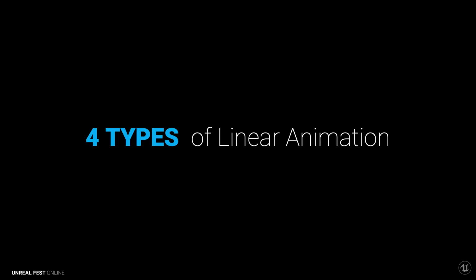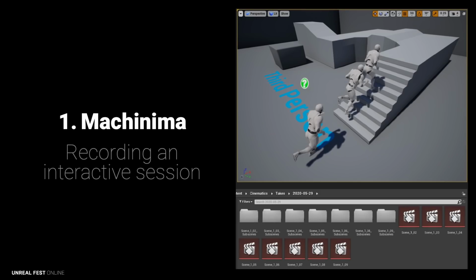So the 4 types of linear animation. Machinima. Recording an interactive session.